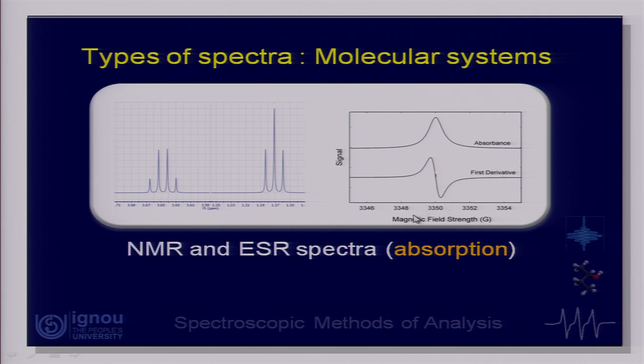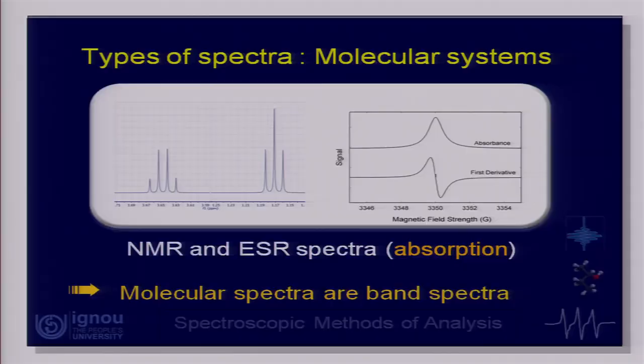But the point I want to bring home here is that in contrast to what we had in case of atomic systems, they were line spectra. On the other hand, molecular spectra are band spectra. That's a basic distinction between the kind of spectrum I get in case of atomic systems and in case of molecular systems. Okay. Now, let's see what is the origin of these two kinds of spectra here.